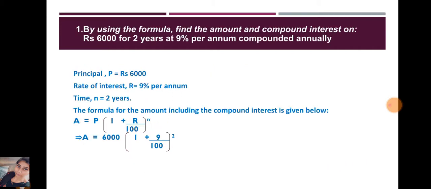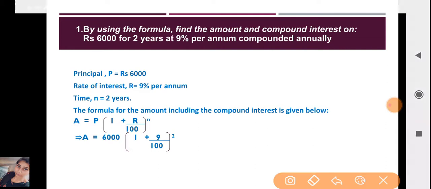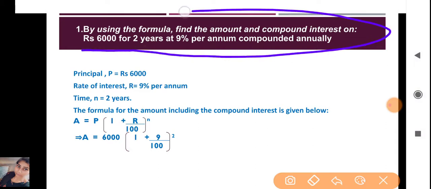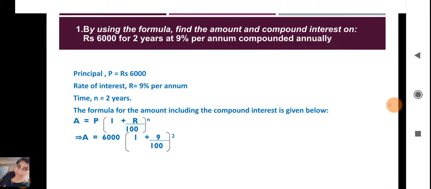My first question, based on case 1, when the interest is compounded per year, is this one. By using the formula, see here they have specifically mentioned by using the formula, so we have to use the formula only. Find the amount and compound interest on the following. We need to find out the amount and compound interest. This is my principal P, this is my time n, this is my rate R, per annum, compounded annually.